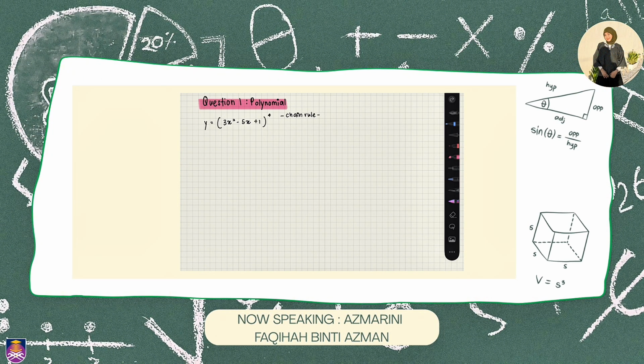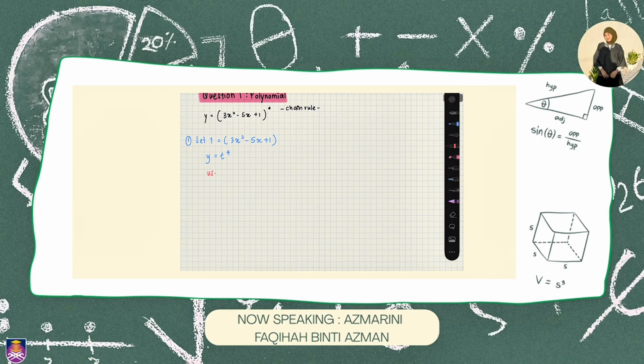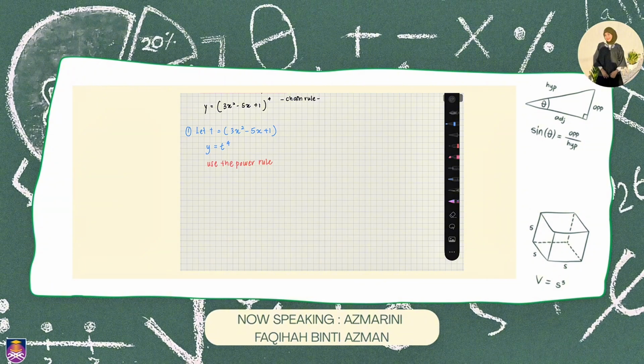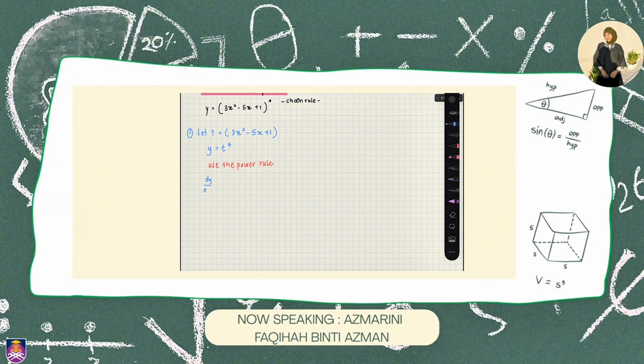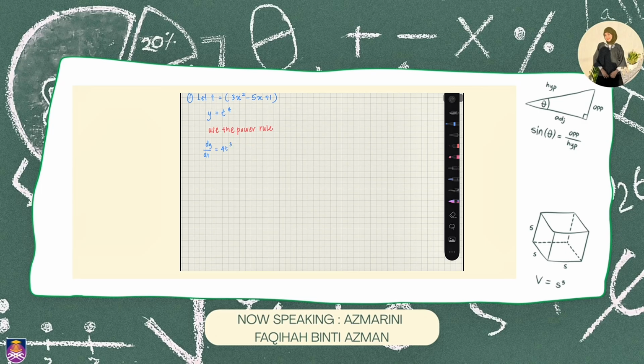For this question, I use the chain rule because there is a function inside another function. First, I let t equal to 3x squared minus 5x plus 1. Therefore, y becomes t to the power of 4. Next, I use the power rule to differentiate y with respect to t. So, dy over dt is equal to 4t to the power of 3.